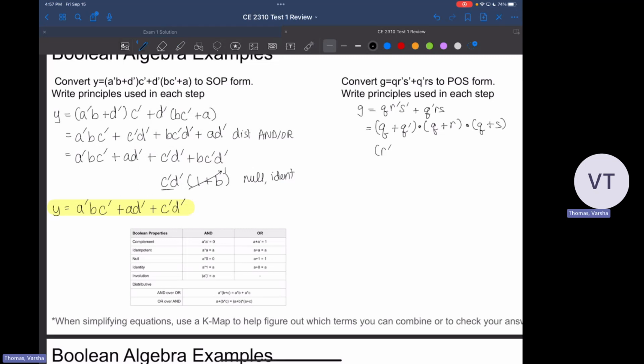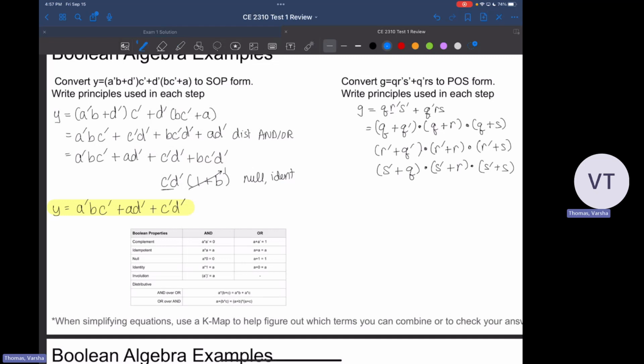And then I'm going to keep going. You've got R and then Q naught, R naught or R, and then you've got R naught or S. For the last one, you've got S naught or Q, and S naught or R, S naught or S.